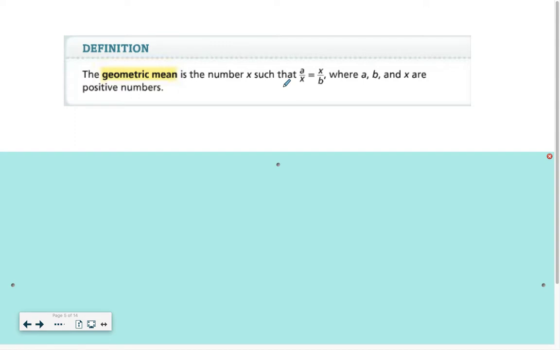So the geometric mean is the number x such that a over x equals x over b, where a, b, and x are all positive numbers. And really, if we want to solve for x, because more often than not, I give you a and b, and I say, what is x? If you look at that, we would cross multiply. So x times x would give me x squared, and that would equal ab. However, I don't like having squareds, so I would change that, and I would say x equals the square root of ab.